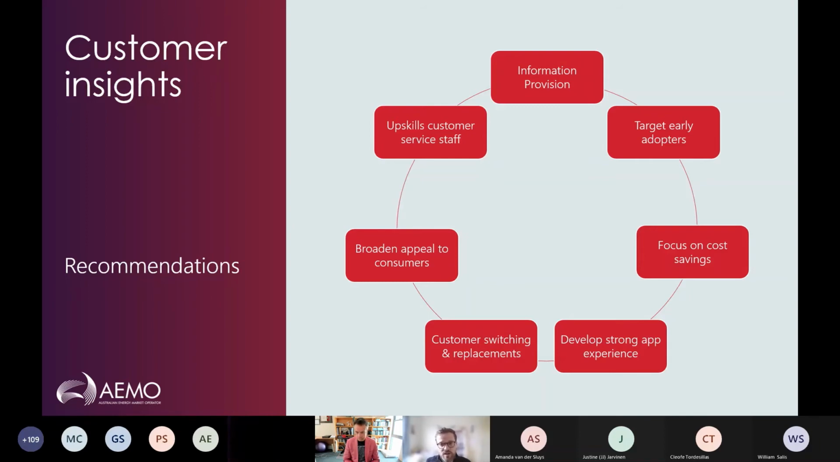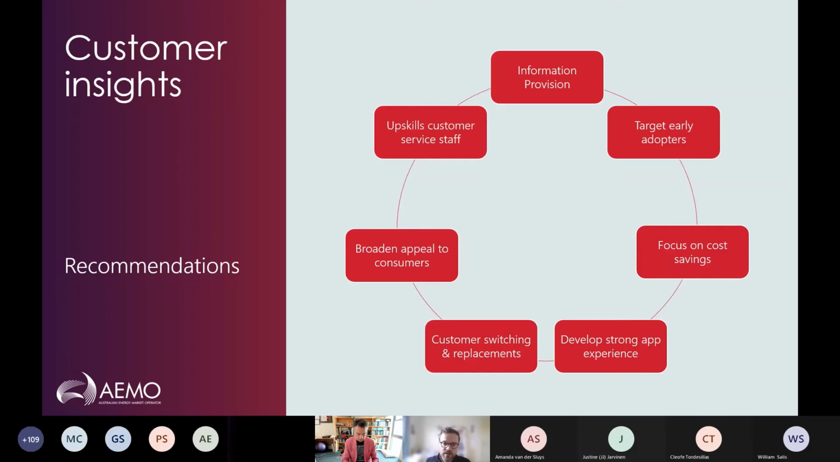Supported by individual energy bill reviews, for instance, to prove over time that you're delivering on what the customers are signing up to. That can help with the customer experience as well.